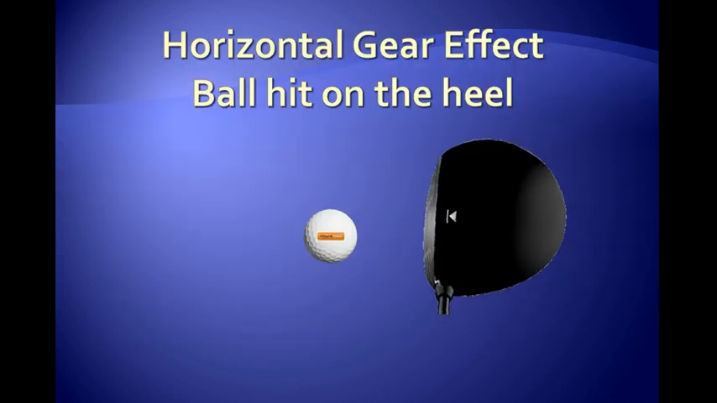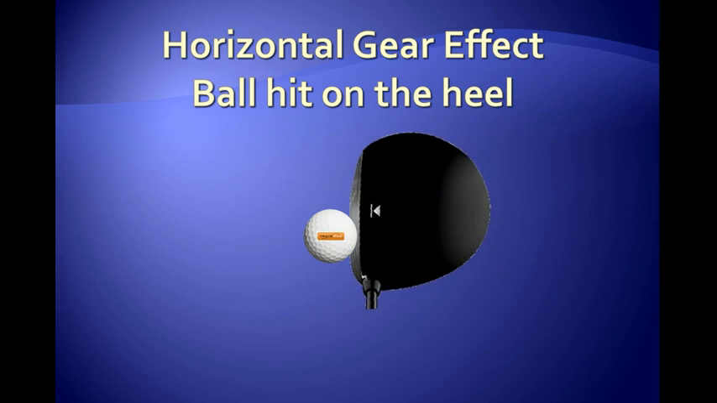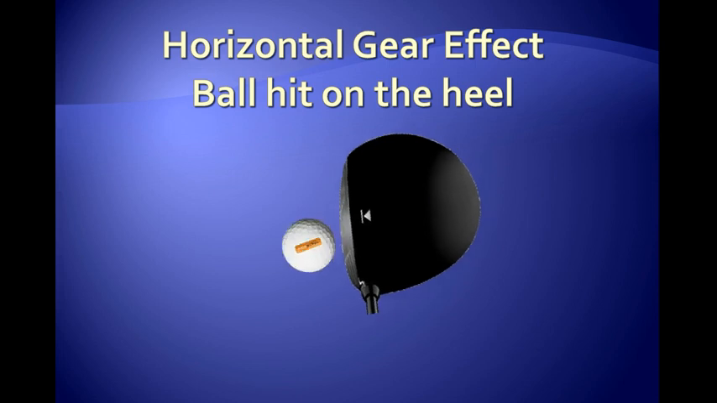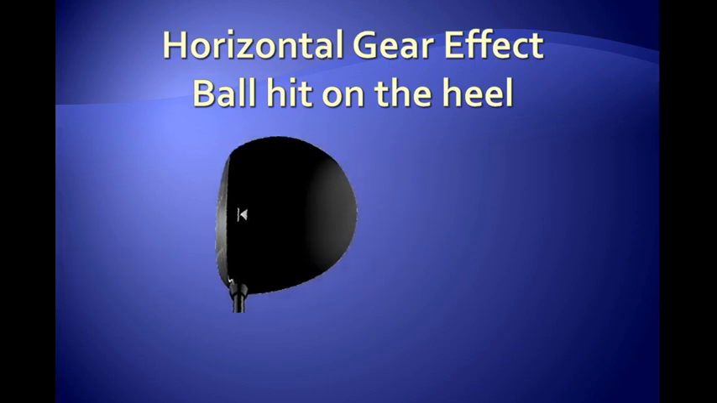As the club comes into the ball and strikes it on the heel, you can see that that club twists a little bit due to the center of gravity, and that ball rolls with the face like a gear. So as it does, that ball is spinning to the right, and now when it releases off the face, it's going to start to the left, and then the spin axis will tilt to the right.